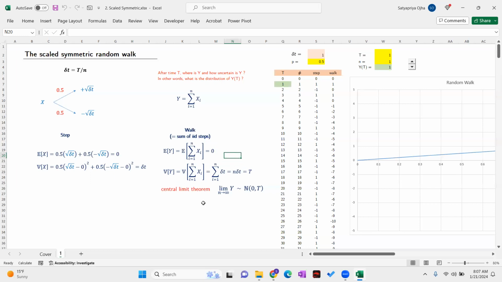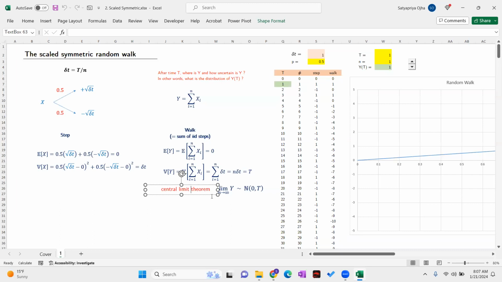But look at the variance. The variance of the walk is the sum of the variances of individual steps. But the variance of each step is now delta t. So what is n times delta t? We get back the capital T. This is the time of evolution, which is what we are interested in. So we came up with a process. Let me complete this also.